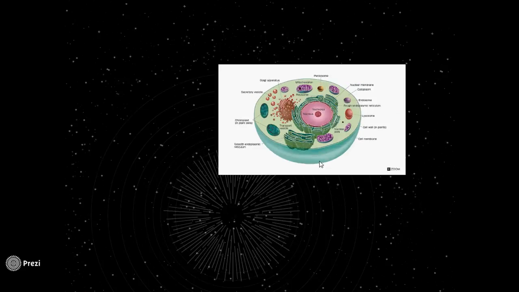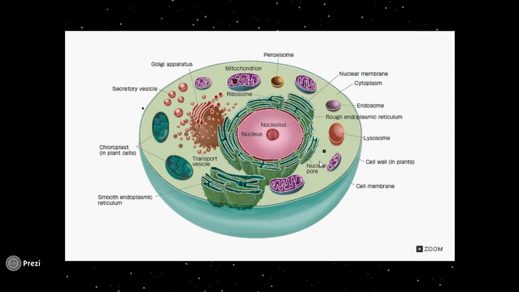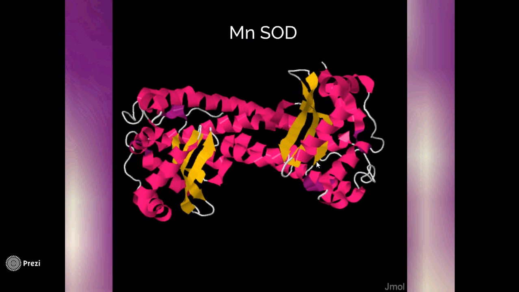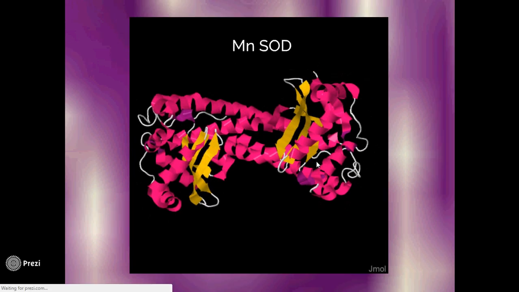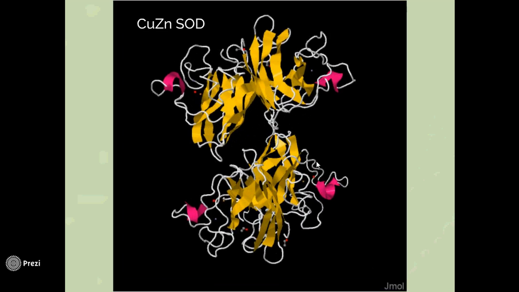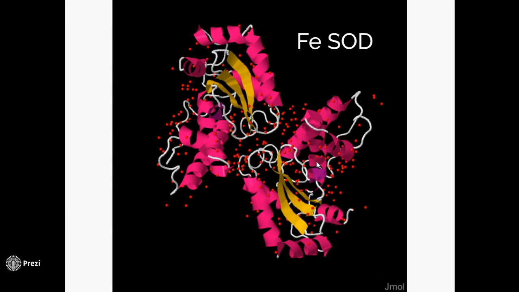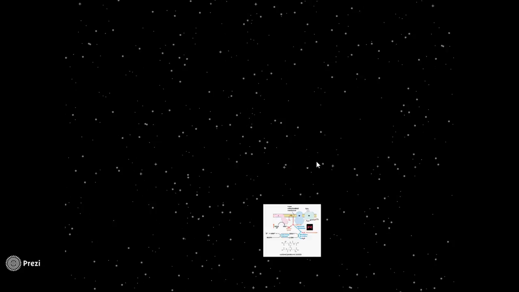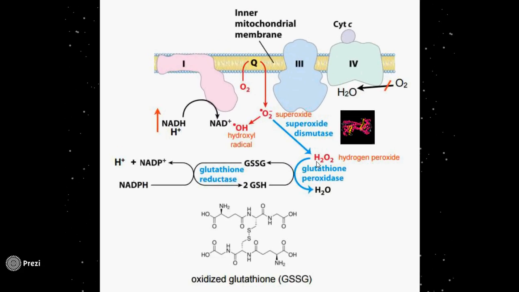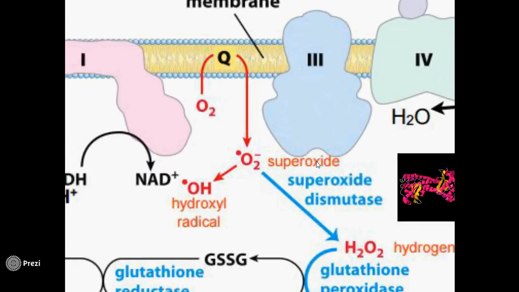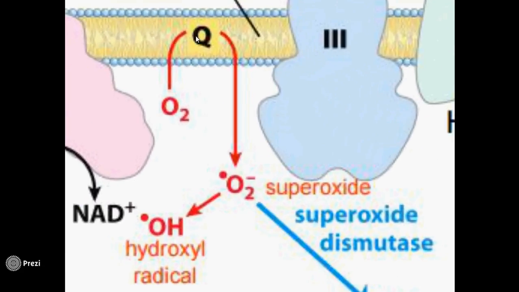Considering the entire cell, manganese superoxide dismutase in humans is found exclusively in the matrix of the mitochondria. Other superoxide dismutases are found in the cytosol of the cell or the extracellular space. Recall from Bio 252 lecture this figure. Oxygen in the mitochondrial membrane can spontaneously reduce to a superoxide radical by oxidizing quinone.